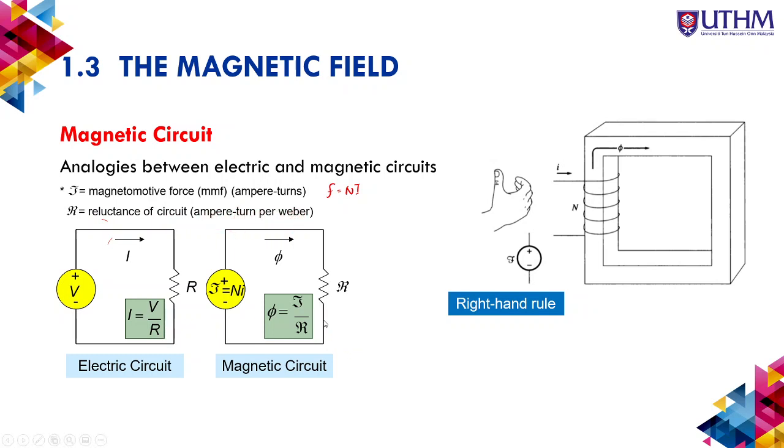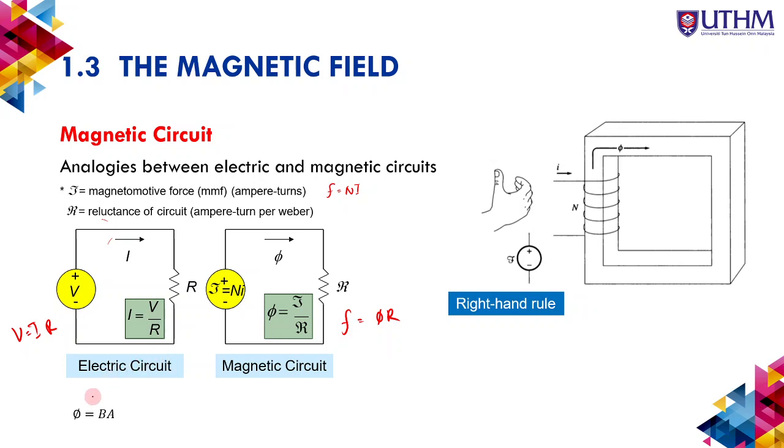The concept of calculation is similar to Ohm's law. Over here it is V equals IR, and this one is magnetomotive force equals flux times R. So this is the analogy, the comparison. It's like Ohm's law.